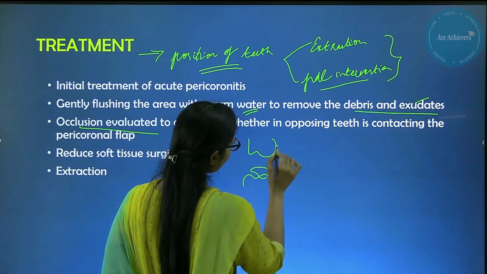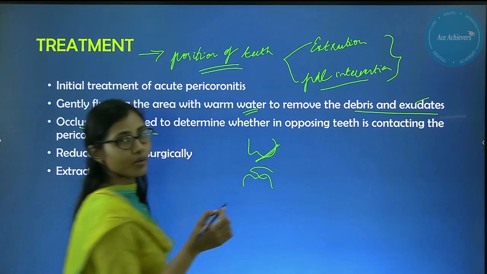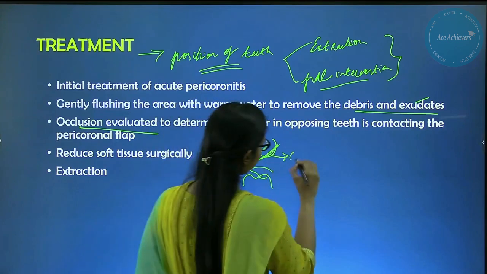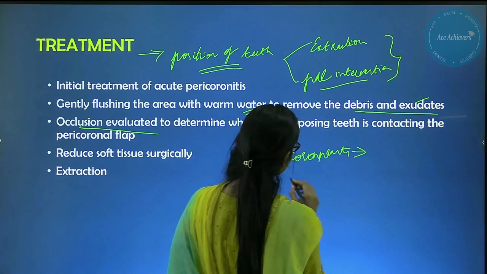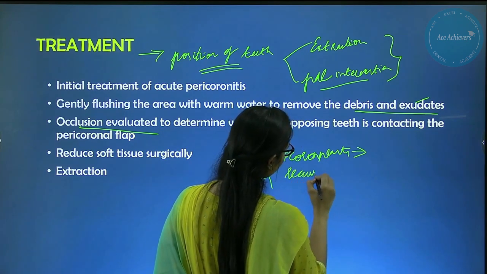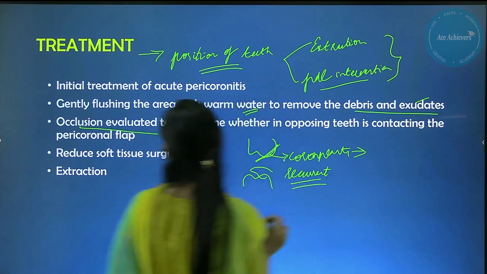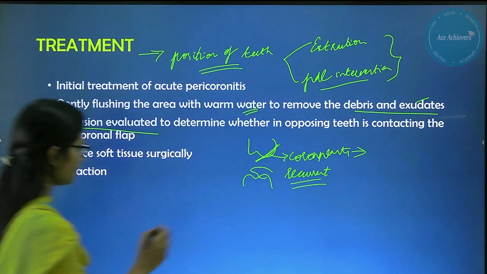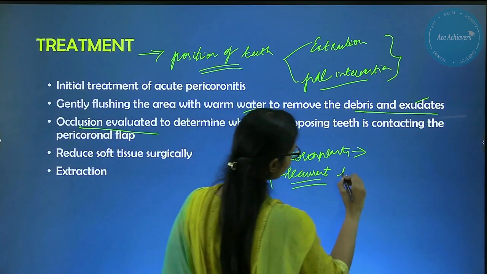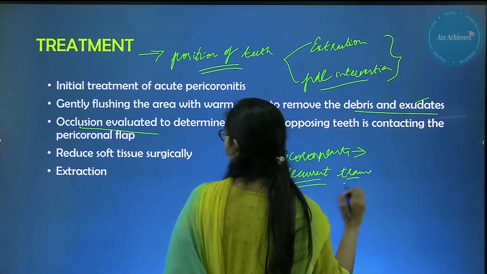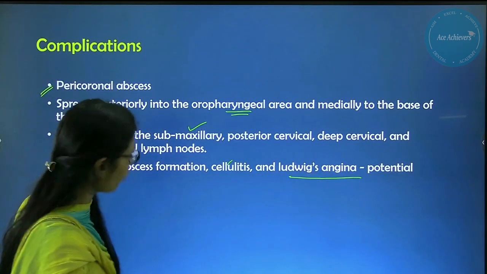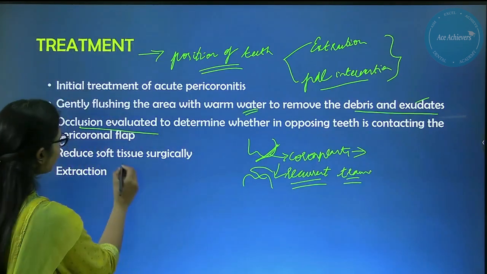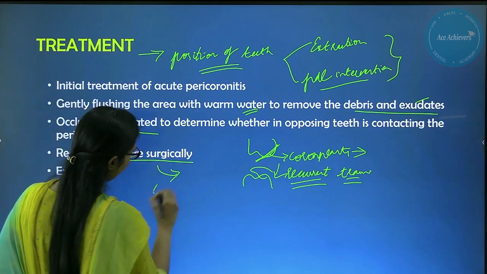Okay, so you have to shape this area. You have to do coronoplasties and shape this area so that there is no continuous recurrent trauma to the underlying flap. So this reduces the recurrent trauma which is happening to the flap. And if required, we have to reduce the soft tissue surgically by doing an operculectomy.